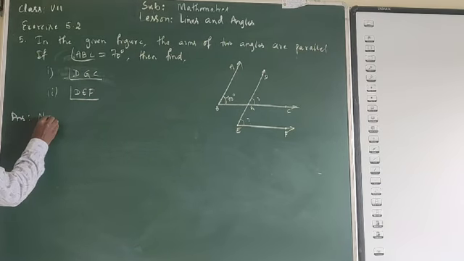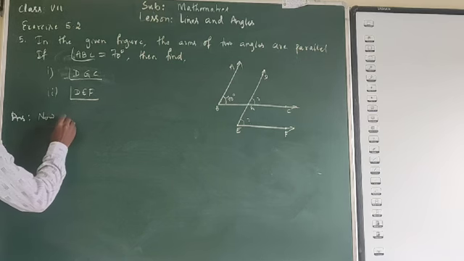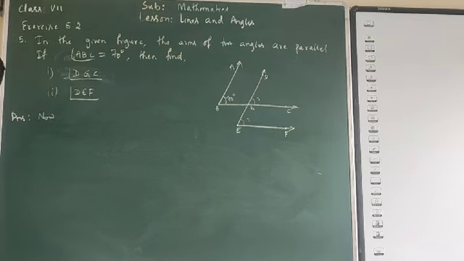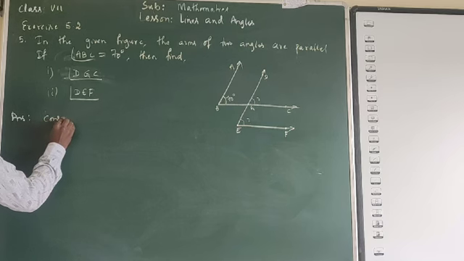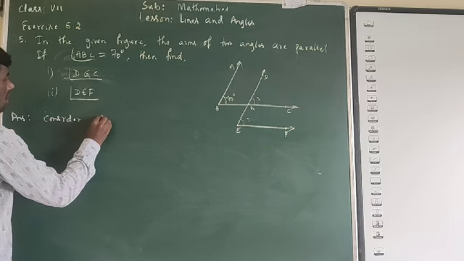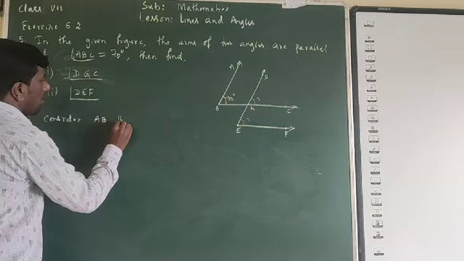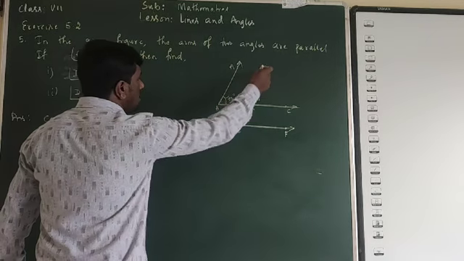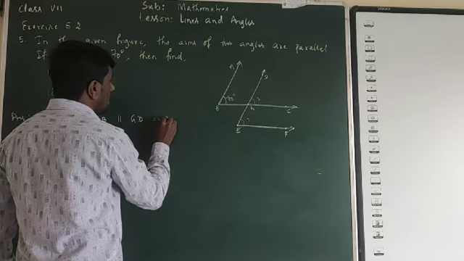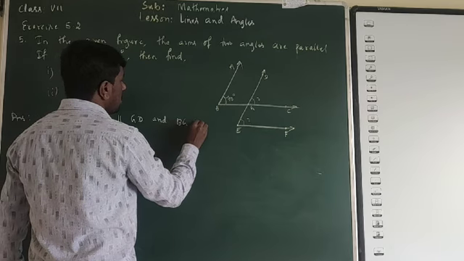Now, consider AB parallel to GD. AB is parallel to GD and BG is transversal.